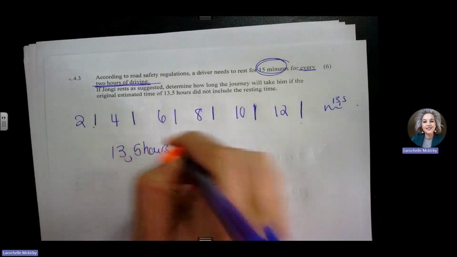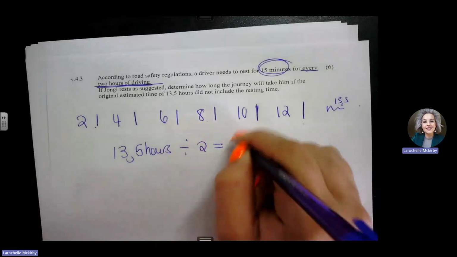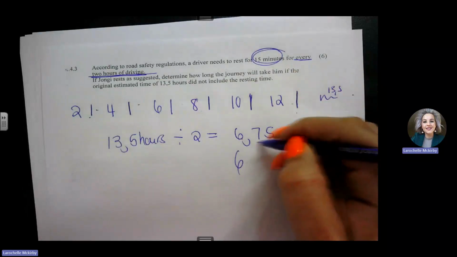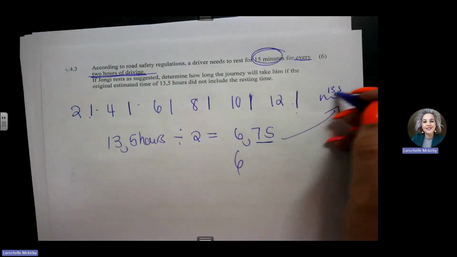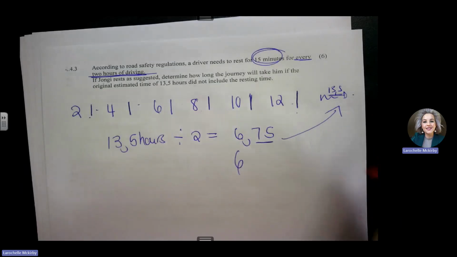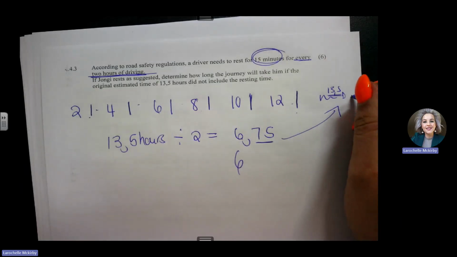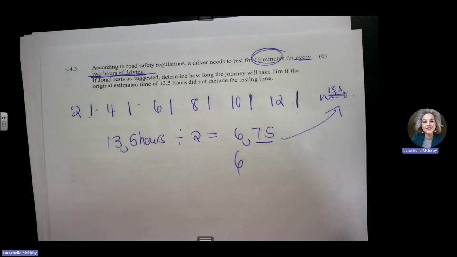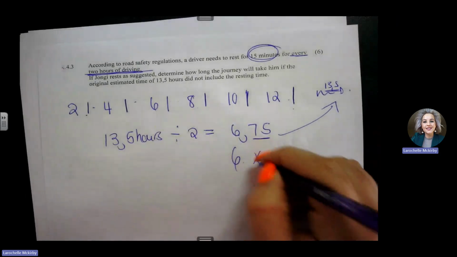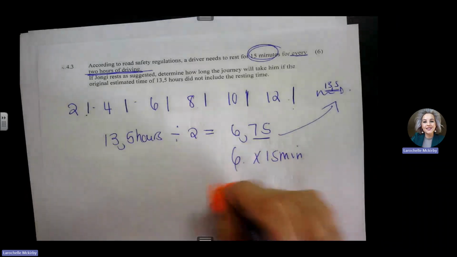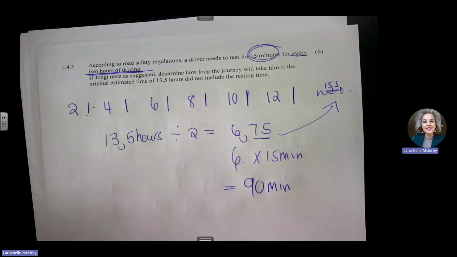13,5 hours divided by 2. That gets me to an answer of 6,75, meaning this 6 is the 6 times that he should rest. That 0.75 is related to that hour and a half that he needs to drive again before he reaches his destination, meaning he will not be resting again because he has already reached his destination before the 2 hours have concluded. Right, so resting 6 times with 15 minutes each means that he will rest a total of 90 minutes.